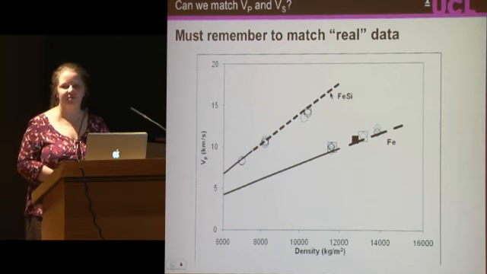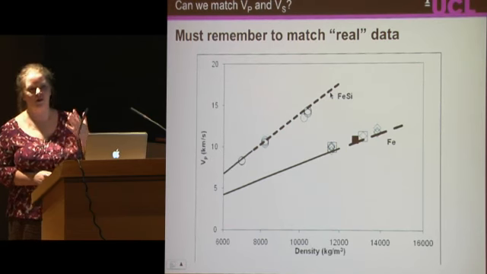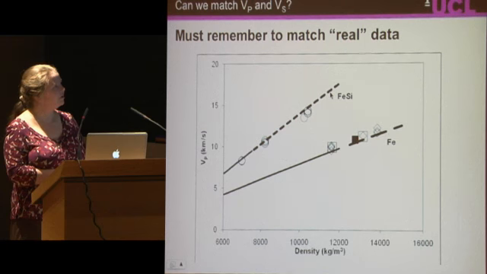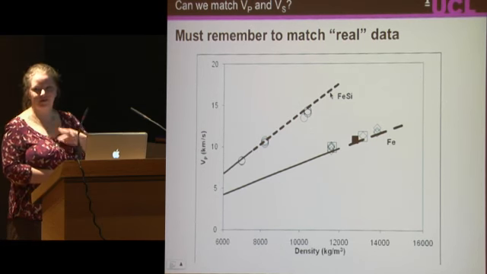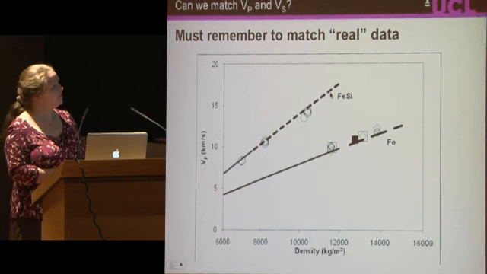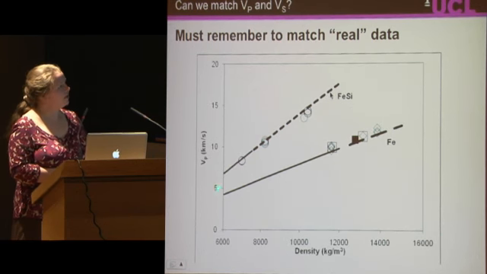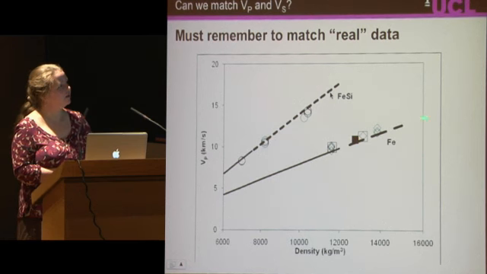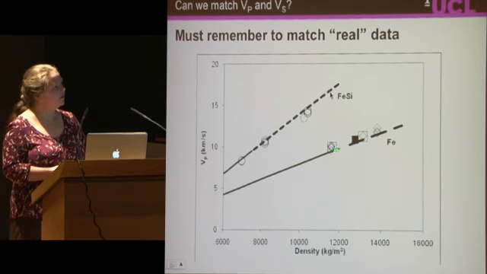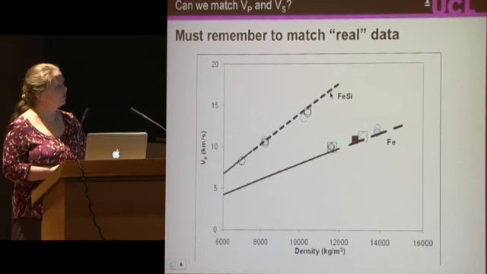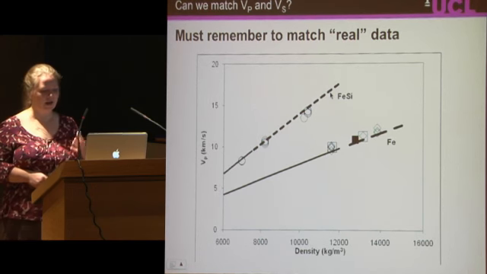And we take a step back and we say, well, we must, of course, compare this with experiments, because if we can't get the right numbers, then there's no hope for core conditions. And these are experiments of Jimmy Badro, which are the straight lines for pure iron and iron silicide, which I've just extrapolated with dashed lines. And the various symbols are different flavours of the simulation. And we can see that they agree remarkably well.